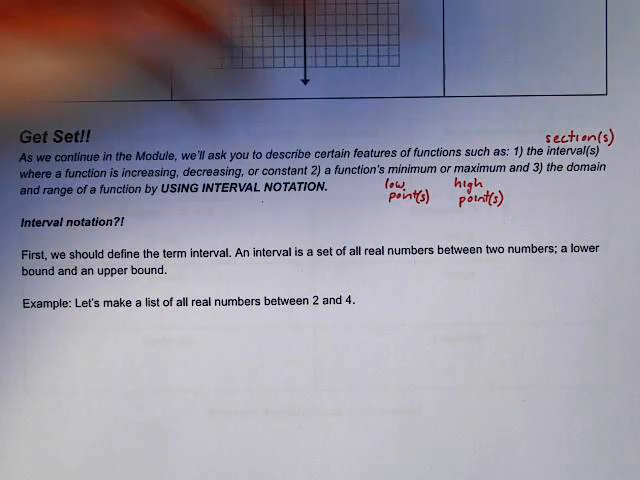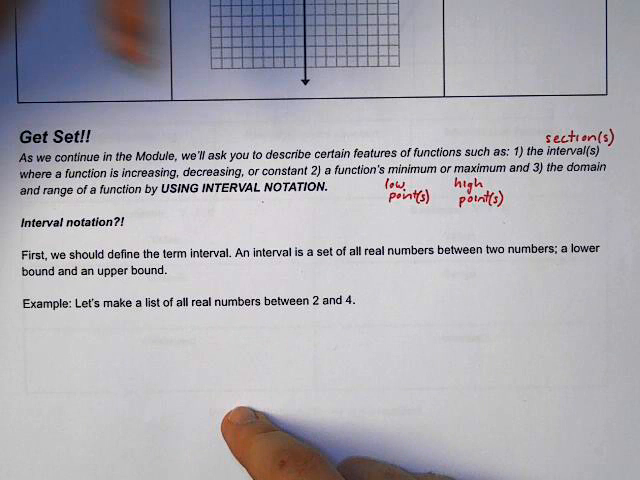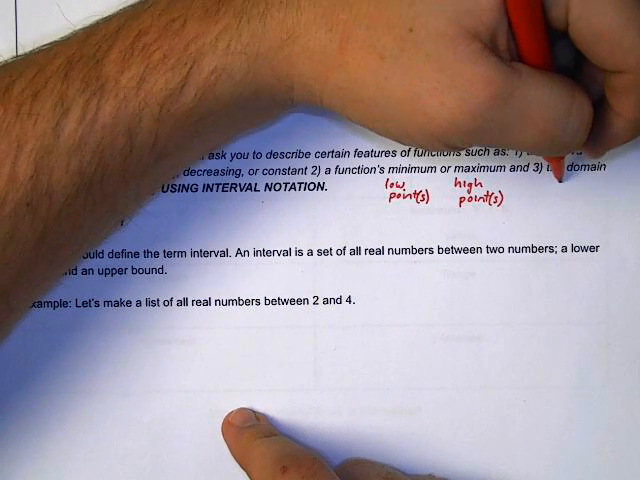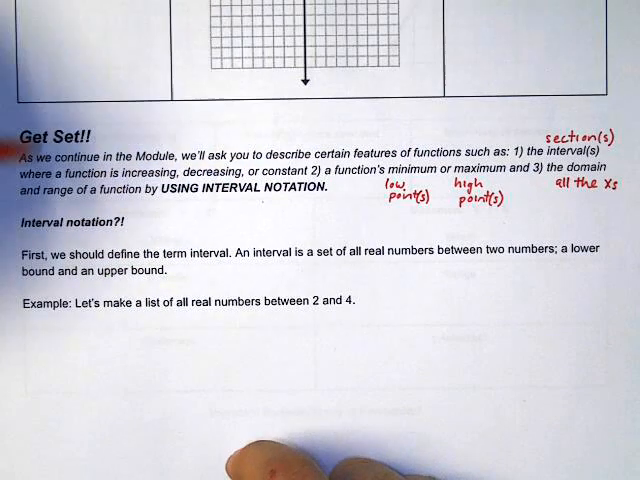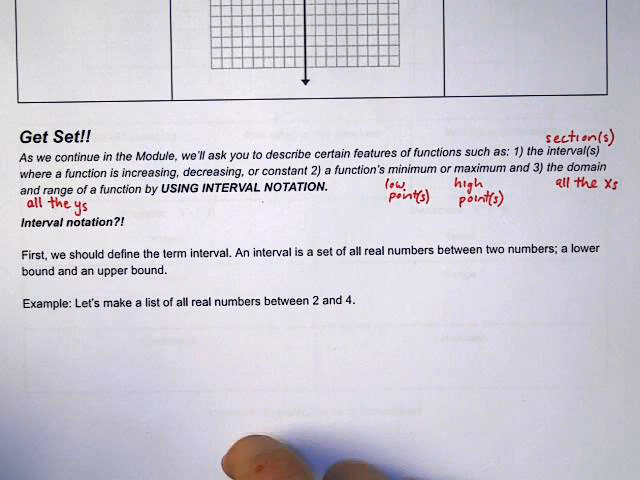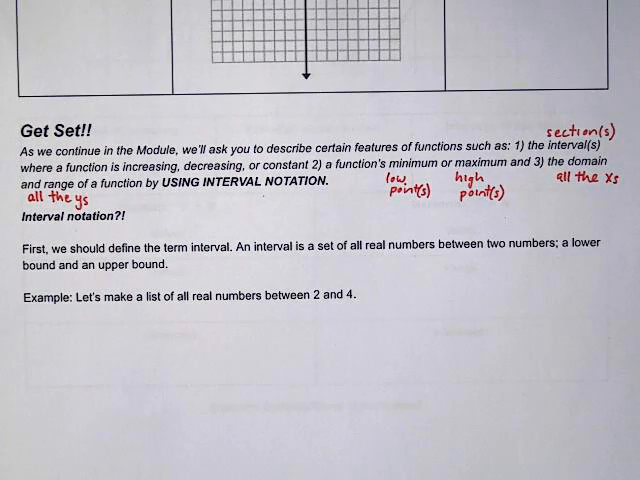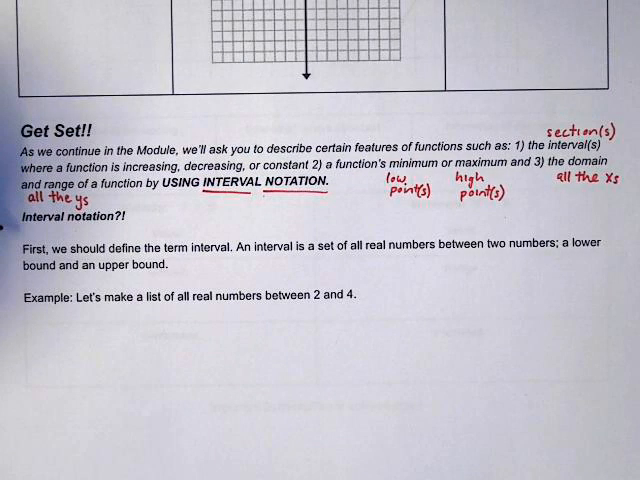And then the idea of domain and range could be a little bit new. Domain is basically all the x's, whereas range is all the y's. Alright, so these might be some new ideas. And then even more that's new is this idea of interval notation. So we ask the question, interval notation? Well, this idea of interval notation is a way that we're going to describe an interval or a section, okay?